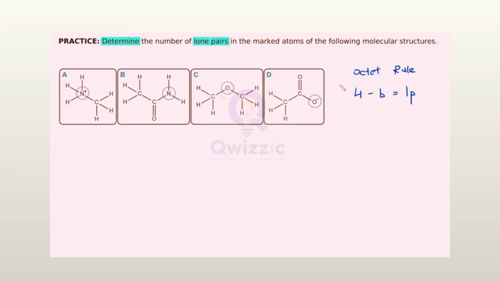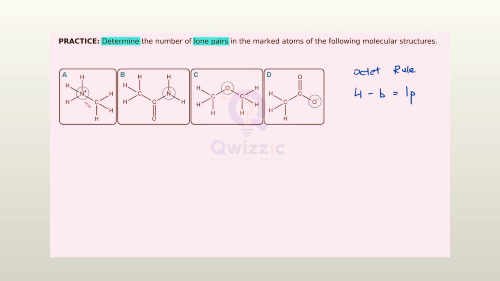The reason why we're taking 4 is because if you recall, every bond has 2 electrons in it, every covalent bond. So if we have 4 bonds with 2 electrons in each of them, that corresponds to 8 electrons total. So if we subtract the number of bonds, we will end up with the number of lone pairs needed to satisfy the octet rule.